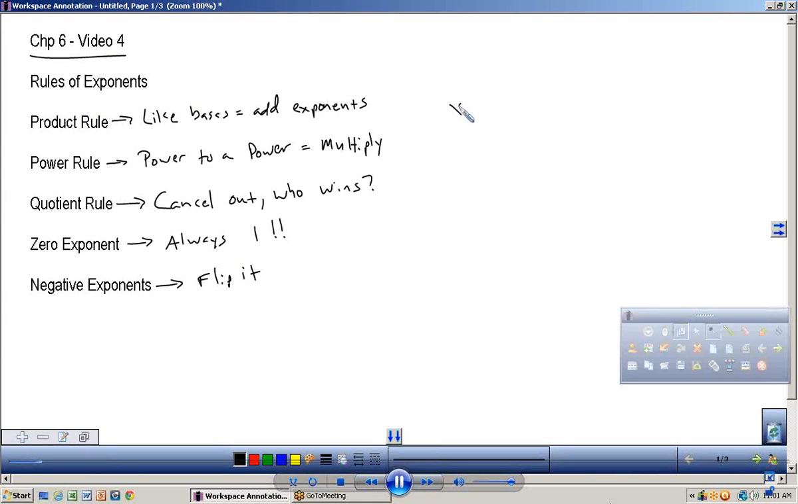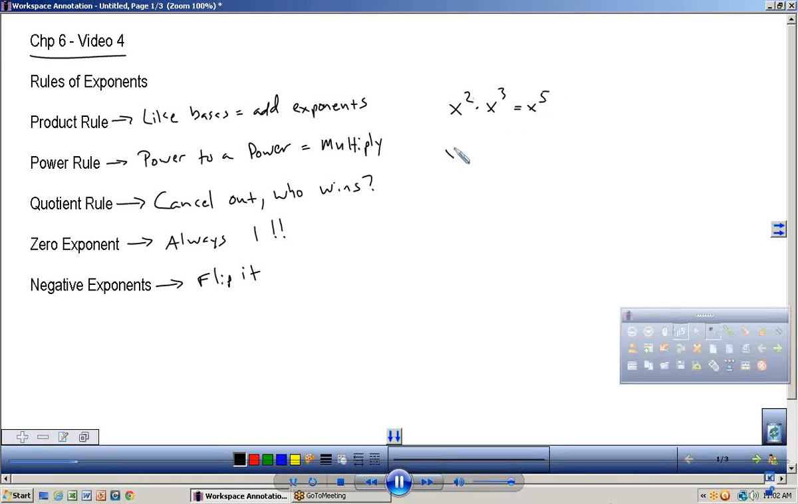Here's an example. If I have x squared and multiply that times x cubed. Look, this is the base, this is the exponent, and the whole thing is called a power. But the base here, x, is the same as the base here, this x. So if I have like bases, I add exponents. What's 2 plus 3? It equals x to the 5th.